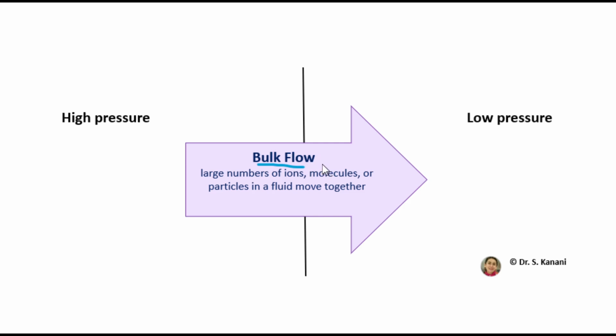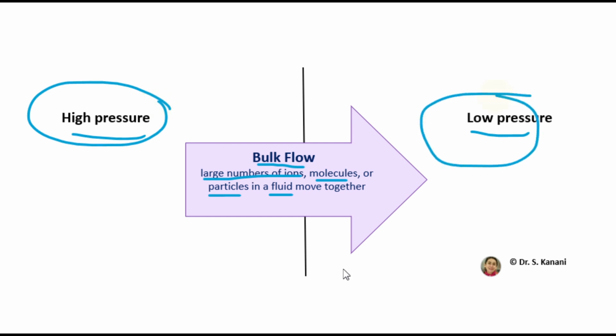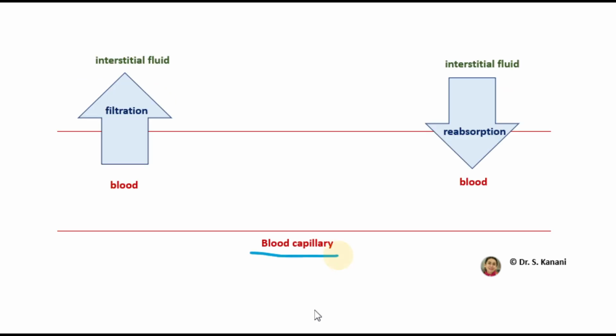When we say bulk flow, what we mean is large numbers of ions, molecules, and particles that we have in fluid all together move from high to low pressure. So it is important to note that bulk flow is not about movement of a particular ion or molecule. It's about a fluid that has lots of ions, molecules, and particles inside. That's why throughout the video I refer to bulk flow as moving water and solute from high pressure to low pressure.